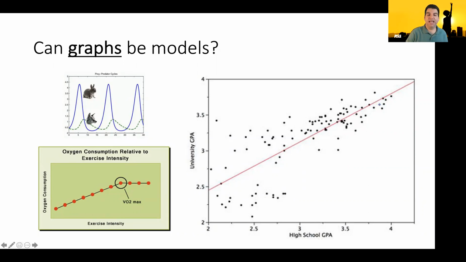And then, down here, it doesn't have to be real data. This is an example where exercise intensity is plotted on one axis and oxygen consumption on another. And these are not real data points.